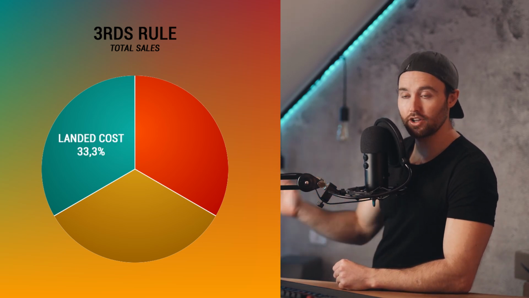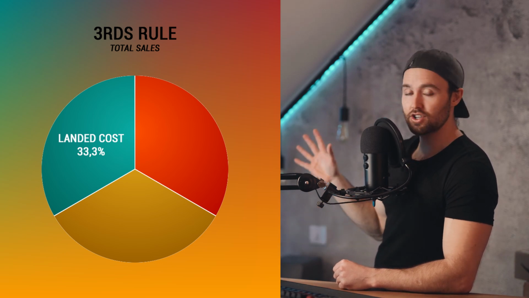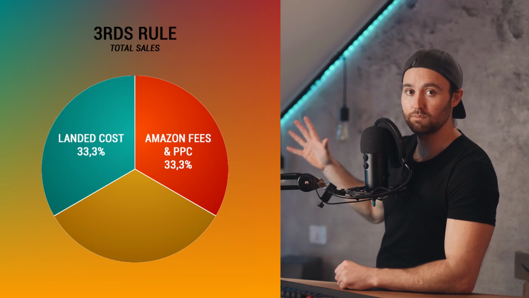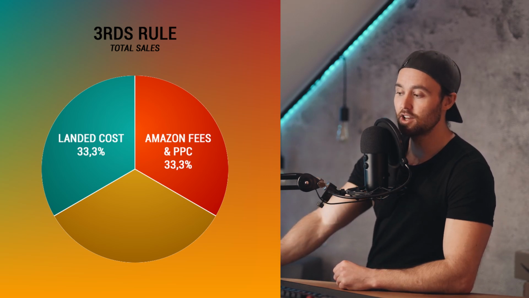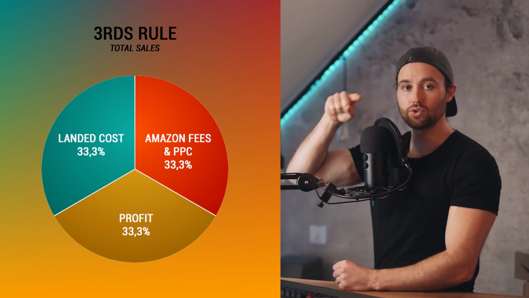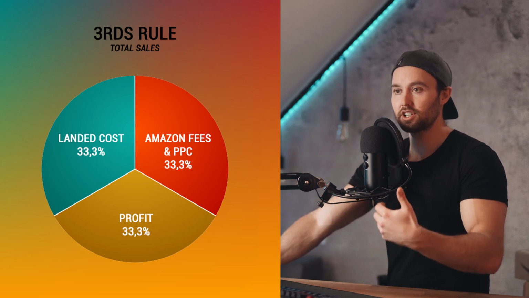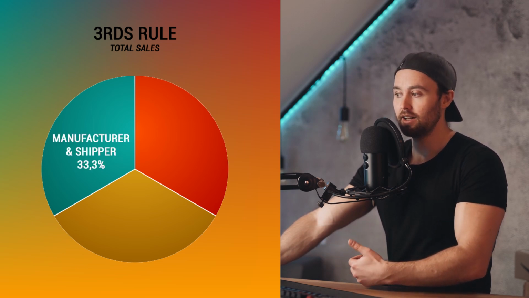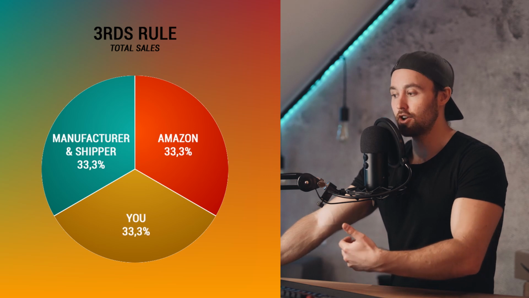So this brings me to my next point, which is on the thirds rule. And what you want to do is if you imagine your total sales was this circle over here, what you want to have is a landed product cost of about 33%, a third of that whole pie. You want to have Amazon fees and PPC being 33% of that pie. And lastly, you want to have a profit of about 33% at the bottom. So that's your thirds rule and how you want to think about it long term. And put another way, of your sell price, a third of that goes to your manufacturer and shipper, a third of that goes to Amazon, and a third of that goes to you.